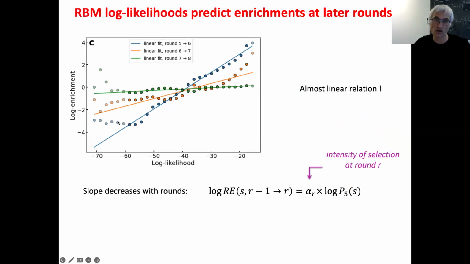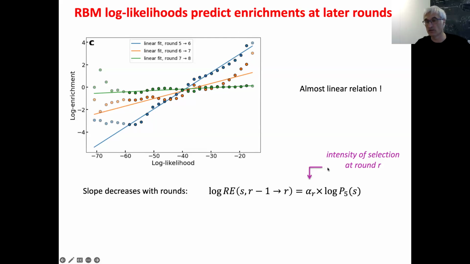And you see that the relationship, except on the edges here where we don't have much statistics, is actually pretty much linear. We get almost a linear relationship. We think that the log likelihood of the model is actually a good proxy for the fitness, the goodness of the sequences. And the slope of this linear relationship is decreasing with the number of rounds.